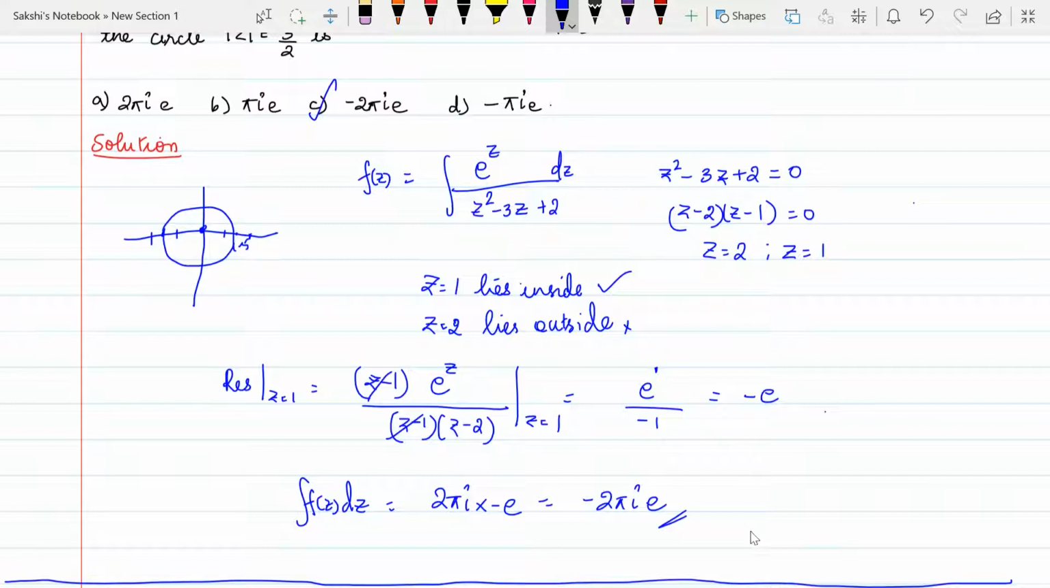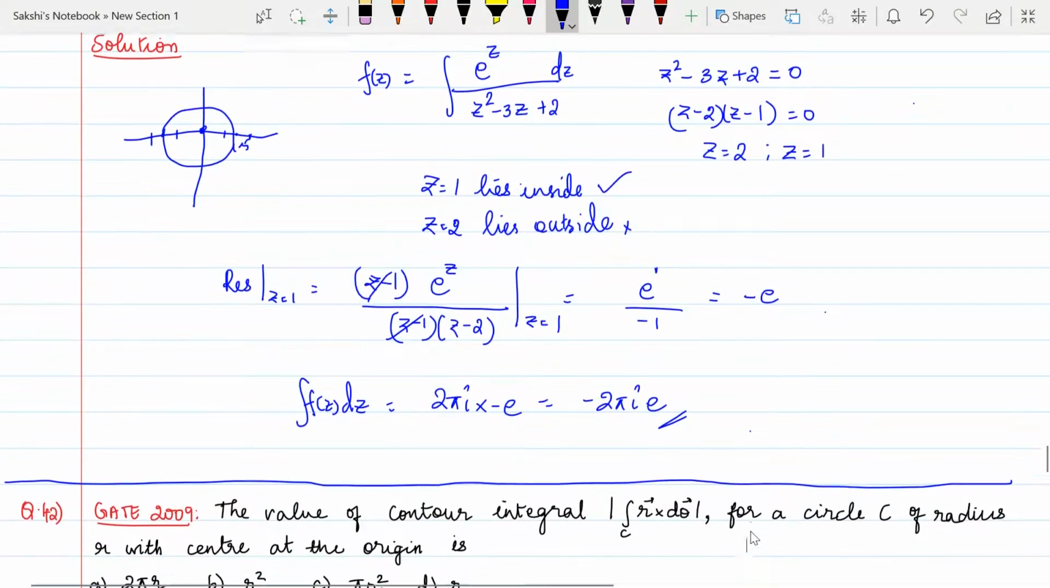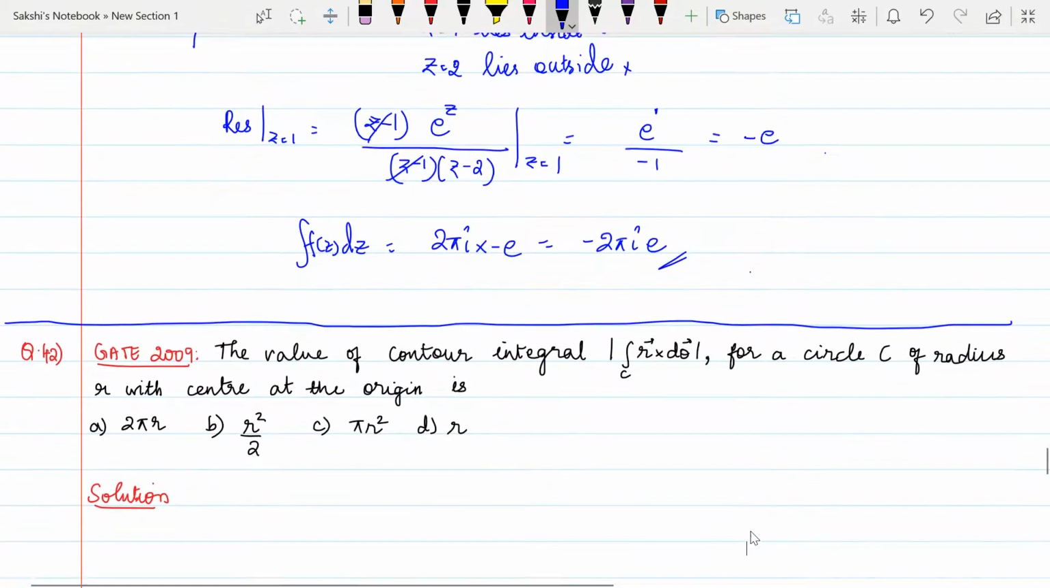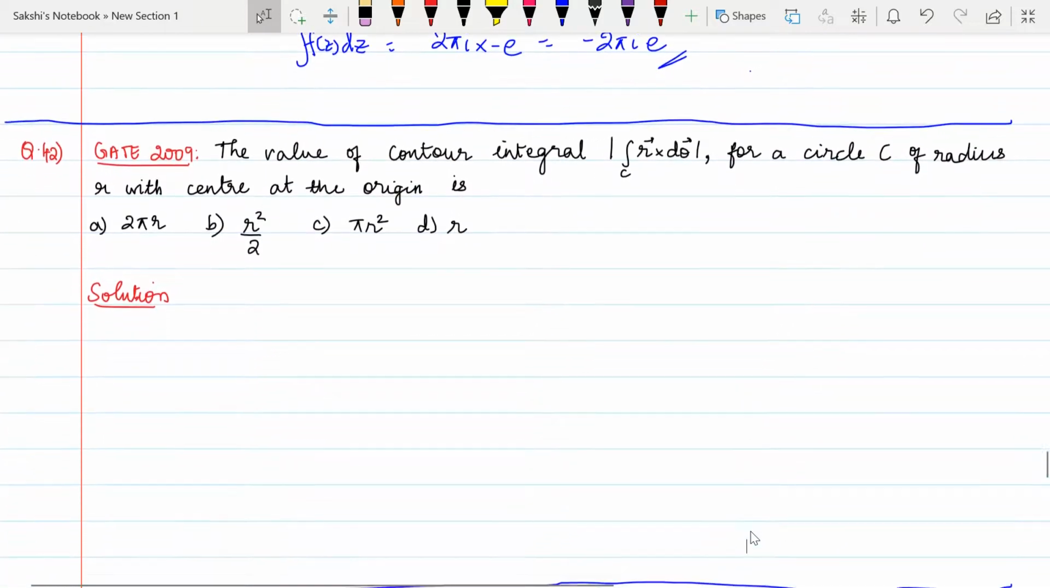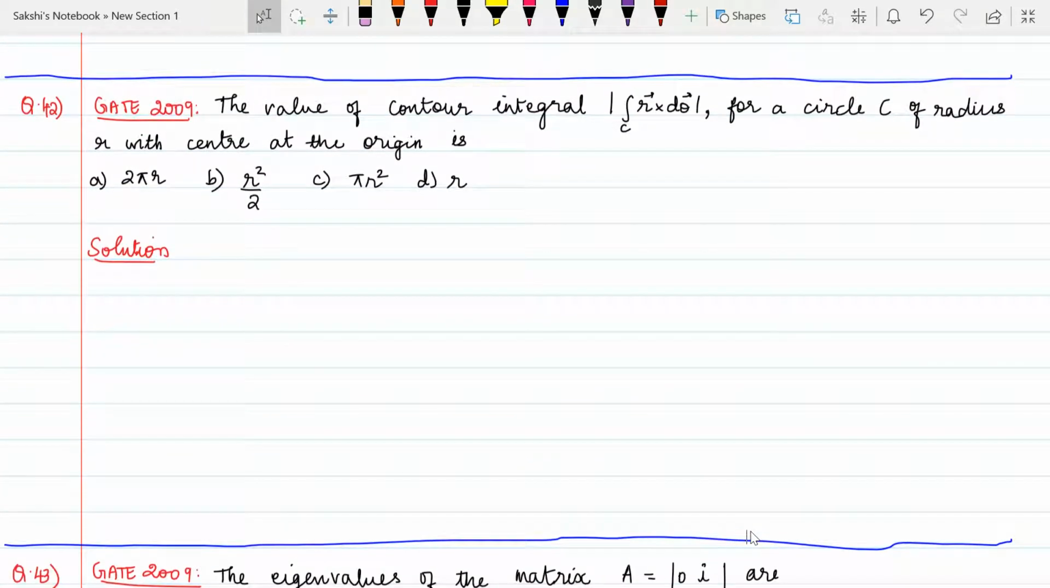Let us go for the next question, which is again from contour integral, but a different question. You just have to think what we can do over here. Because if you see, the integral over here is like r cross d theta. So r cross d theta, we can basically write as r into d theta sine theta.